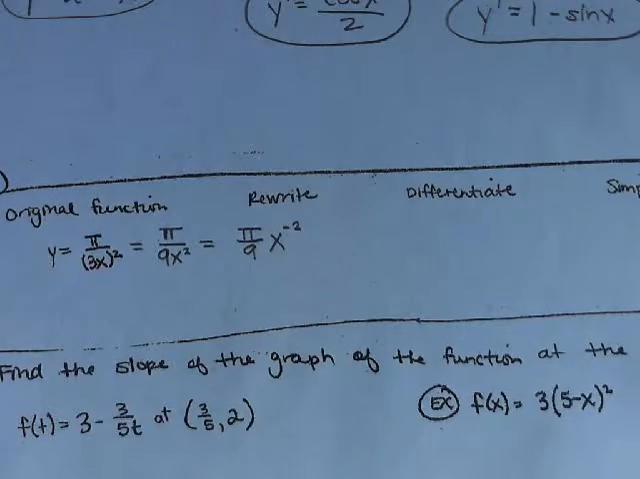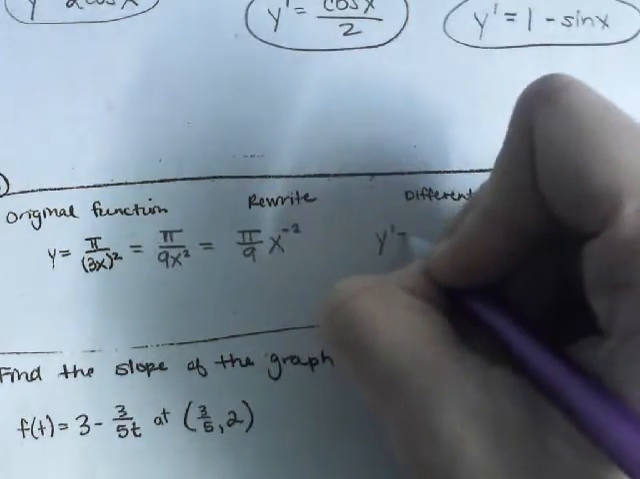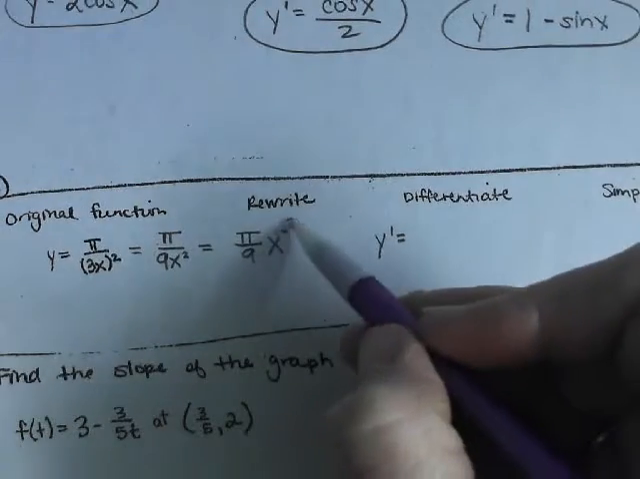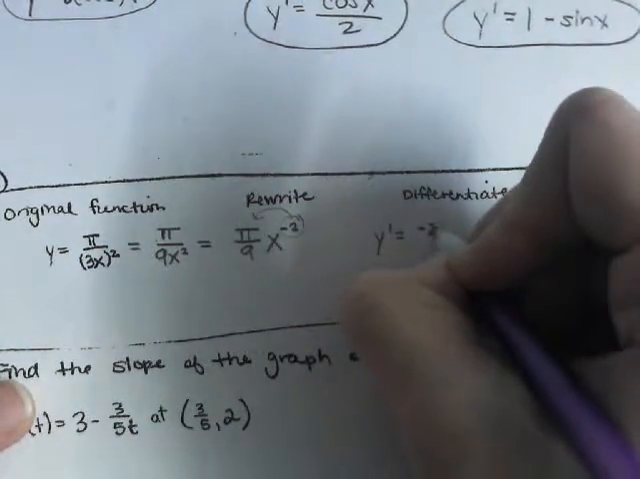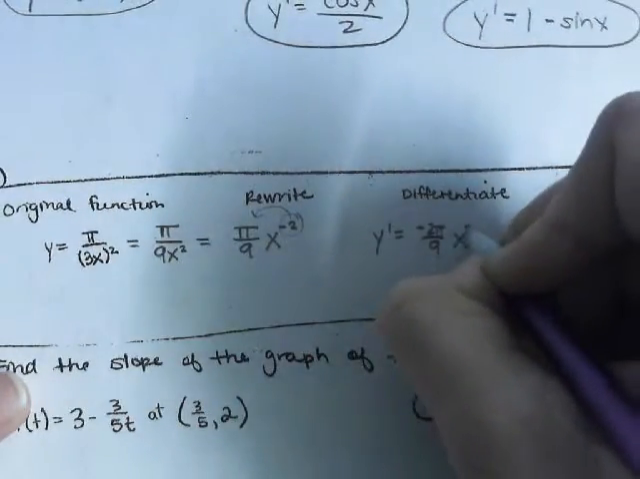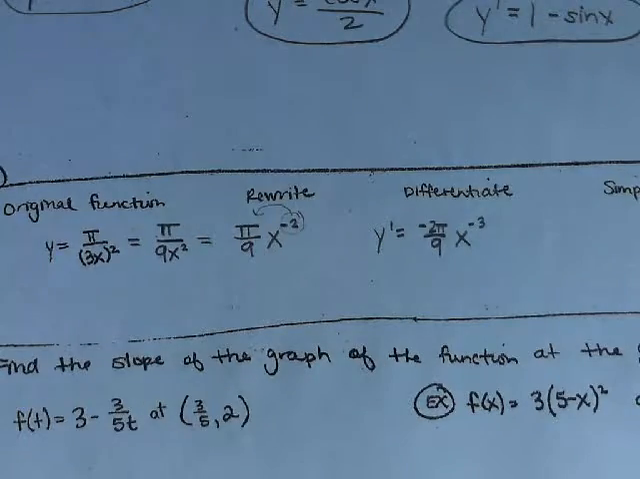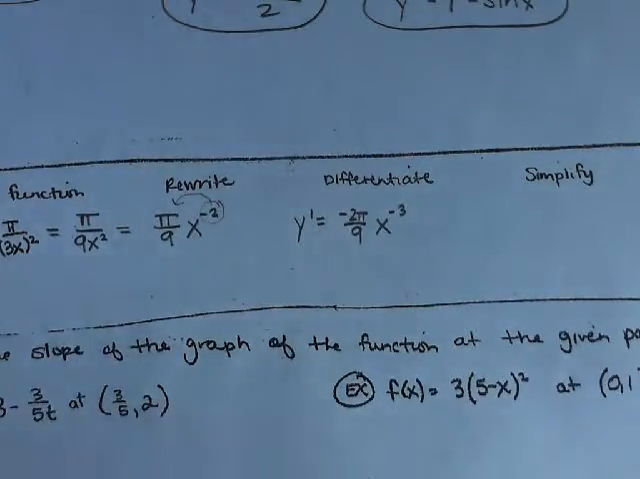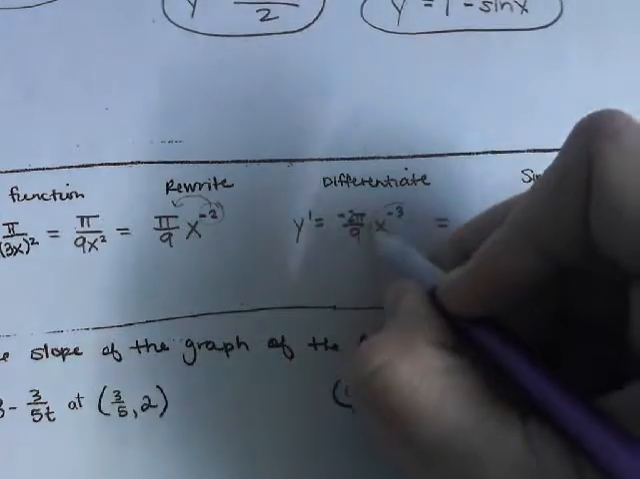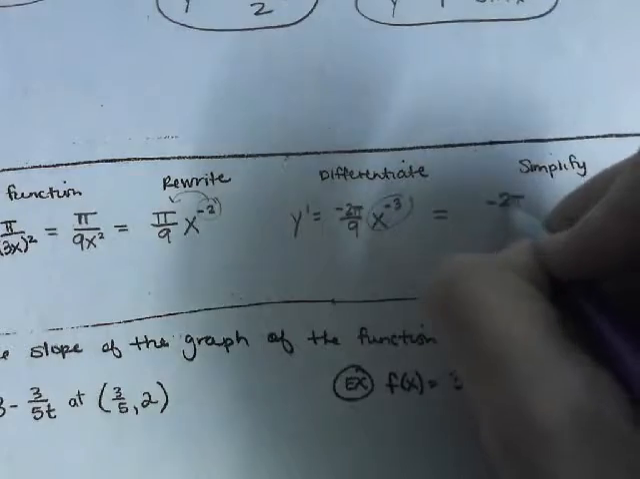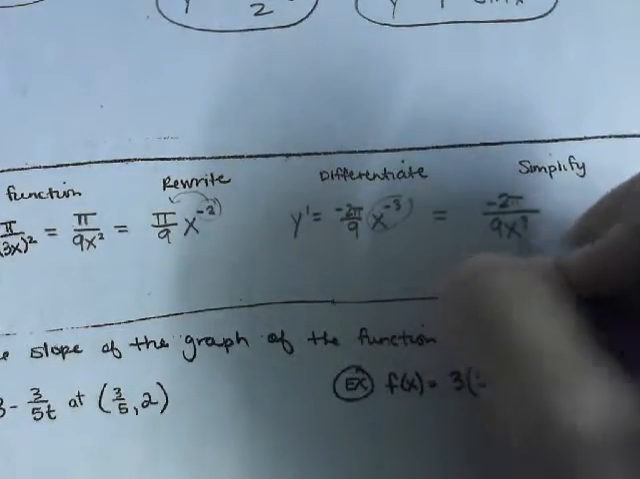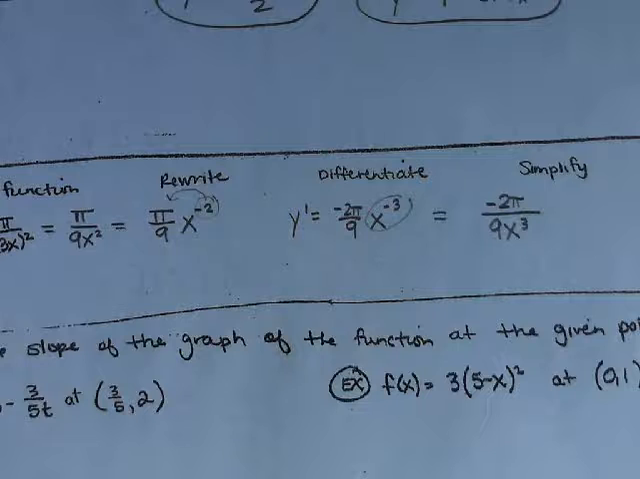And then differentiate. So y prime is going to be taking this negative 2, multiplying it out in front. So negative 2 pi over 9, x to the negative third, and then simplify and clean that up, which would be just me bringing this x to the negative third back to the denominator. Negative 2 pi over 9x cubed. Okay? Any questions on that?